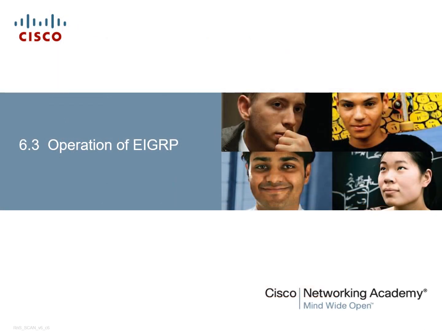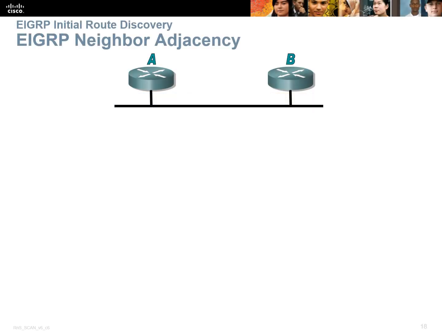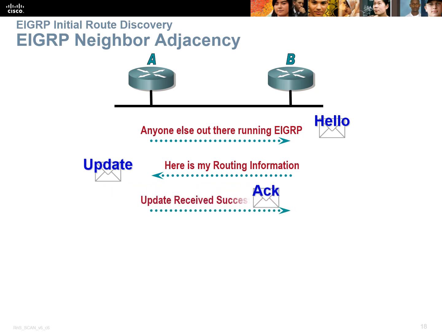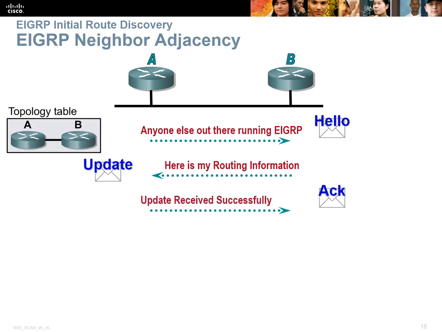Alright, let's have a quick look at how EIGRP is put together. We've got 2 routers, router A and router B. Router A wakes up and sends out a hello, a multicast to 224.0.0.10. That's an EIGRP hello. Is there anyone out there running EIGRP? Router B receives that hello and says, hey, here's my update. Here's my routing table. And of course, because it's an update, it must be acknowledged. So we send an acknowledgement.